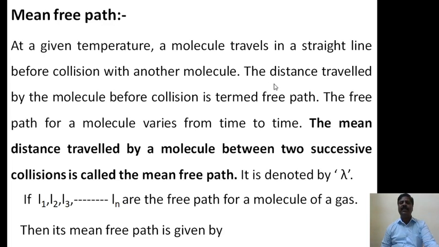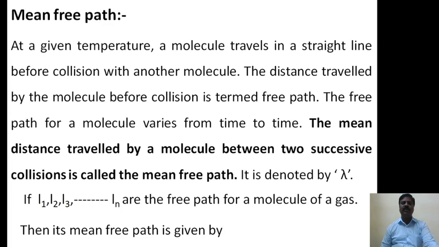Therefore, we say that the distance traveled by the molecule before collision is a free path, and there is no interruption. The free path for a molecule varies from time to time, because when a molecule begins moving, it has a high velocity. When it collides with another molecule, the velocity of the earlier molecule decreases, and the velocity of the second molecule increases.